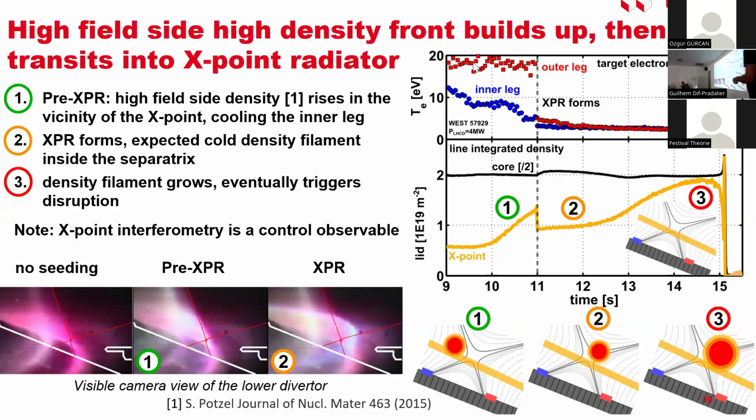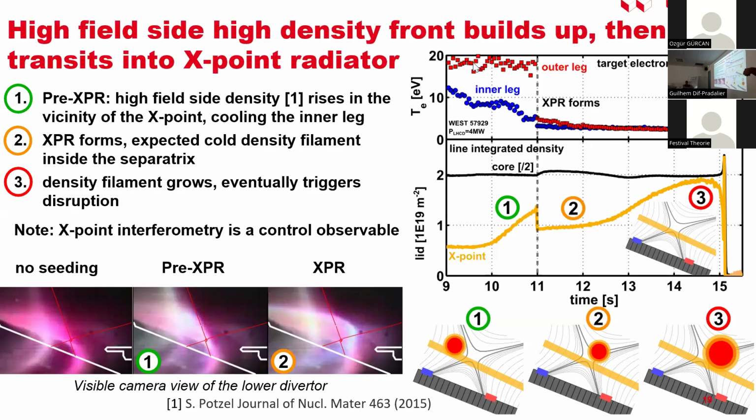And I'm showing here the time trace of two density measurements. One in the core, which is stable. Okay, I will not speak about it. And one measured along a laser, so it's an interferometry measurement. We measure a line integrated density through the X point. And what we see is that at first, nothing happens. But when the inner leg has sufficiently cooled, there is a strong increase of this interferometry measurement of the density.